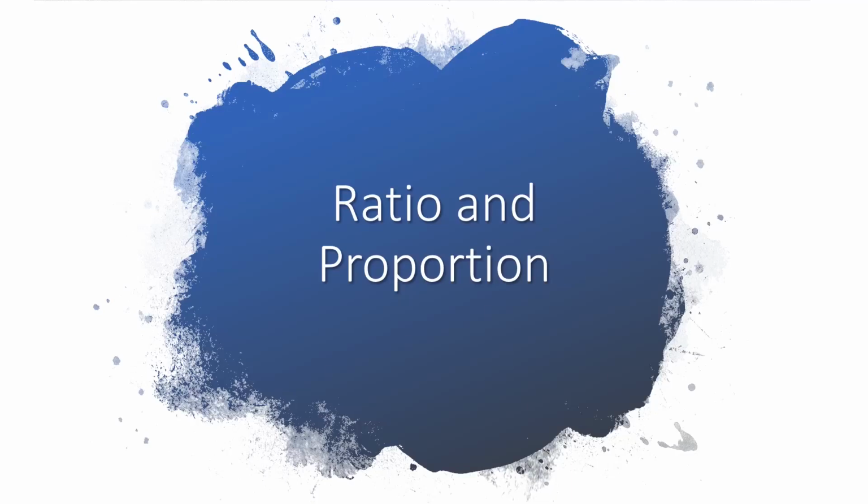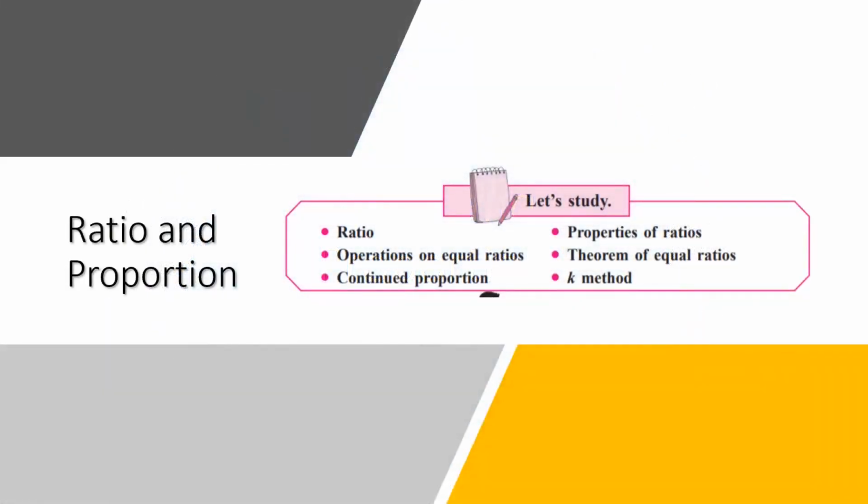We know that whenever we hear the term ratio, two numbers come to our mind. Always ratio is expressed in two numbers. This chapter will make you understand more about ratio, of course. Then there will be properties of ratios, operation on equal ratios, theorem of equal ratios, continued proportion and K method. Some aspects are quite new for you.